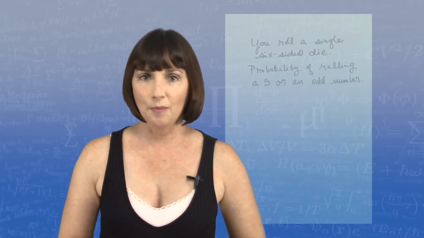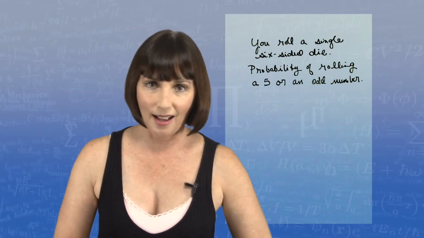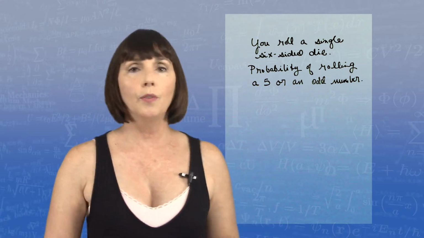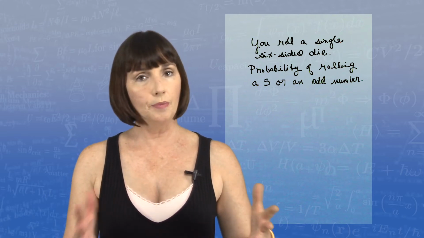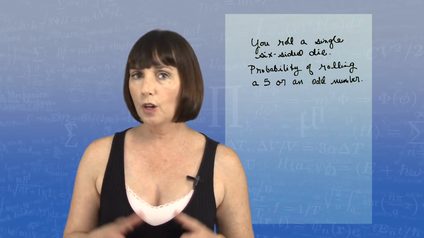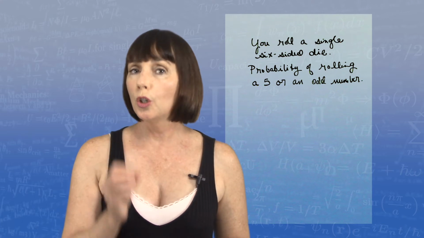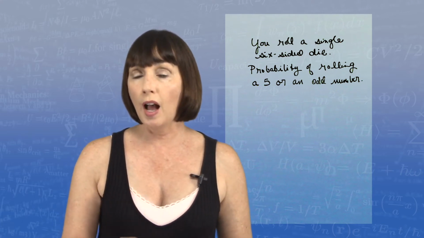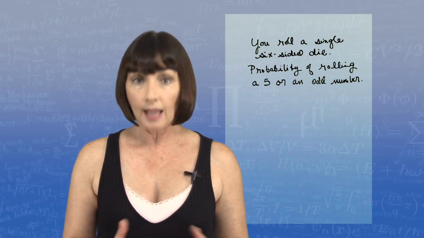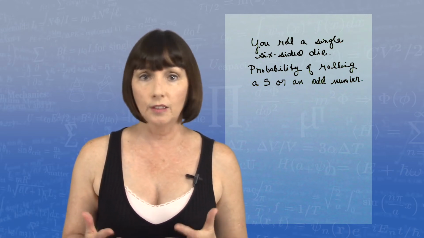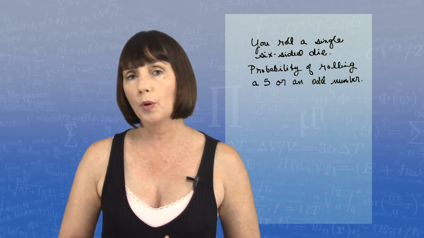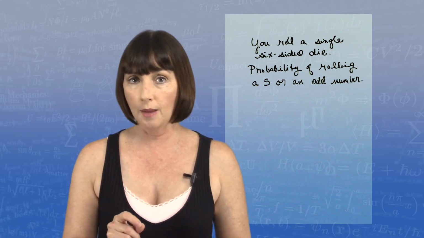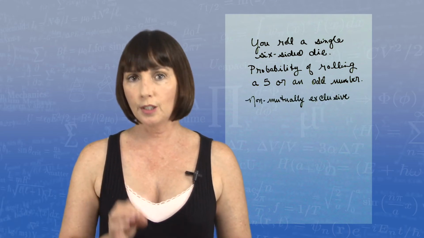Let's do another example. You roll the same six-sided die, but now you want to find out the probability of rolling a 5 or an odd number. So same thing, let's figure out whether or not these events are mutually exclusive. Could these events occur at the same time? Could you roll a 5 and an odd number? Yes, you could. If you rolled a 5, that's also an odd number, so that would satisfy both criteria. So because these two events could occur at the same time, they are non-mutually exclusive.